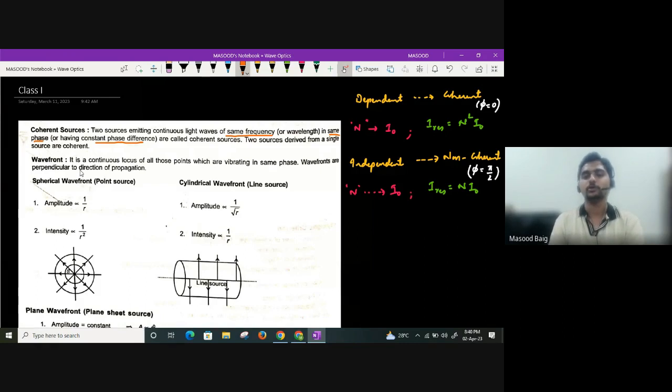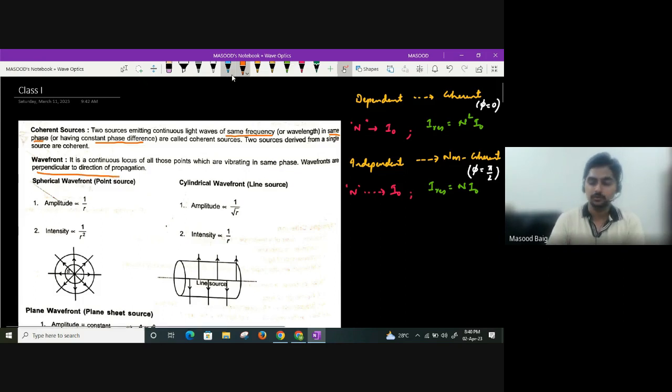Similarly, what is a wavefront? You may be aware of equipotential surfaces, guys. Equipotential surfaces and wavefronts are similar. Equipotential surfaces are perpendicular to the field, and wavefronts are perpendicular to the wave propagation. These are the locus of all those points which are vibrating in the same phase. The important point to remember is that they are perpendicular to the direction of wave propagation.